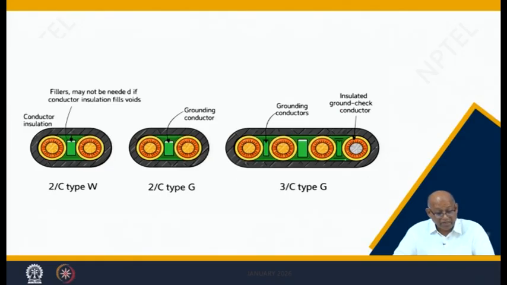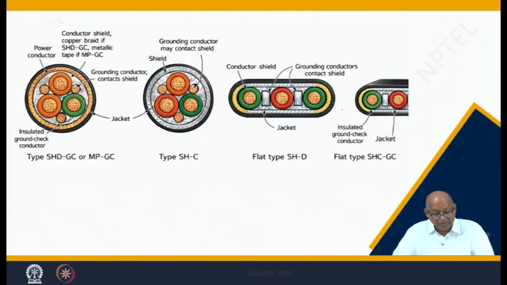Fillers may not be needed if conductor insulation fills the voids. Then different types, type 3C. So, there may be more conductors. Then you have type SSD, MPGC, type SHC, flat SC. So, these are the cross sectional views of the conductors.